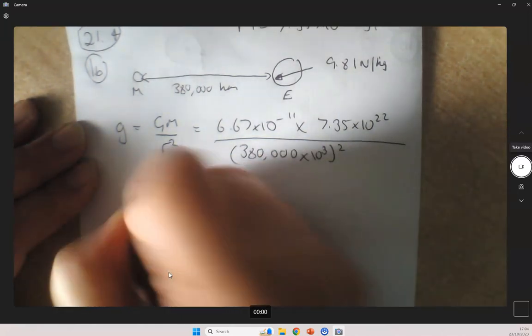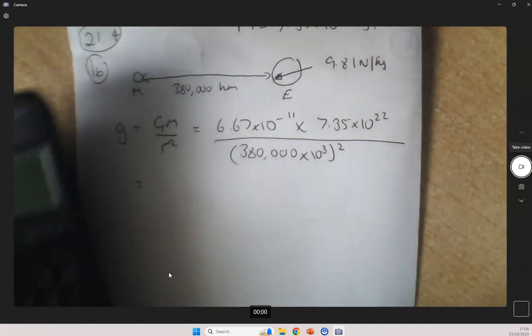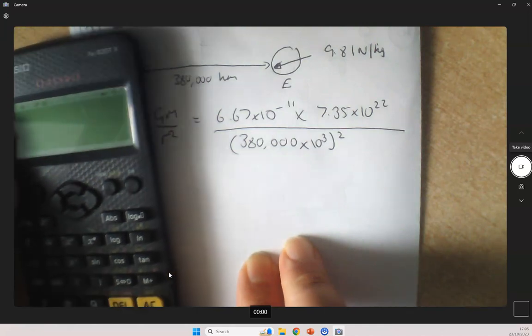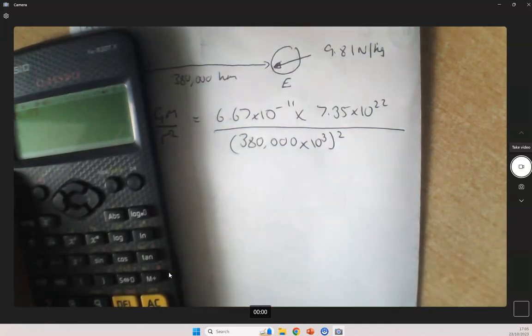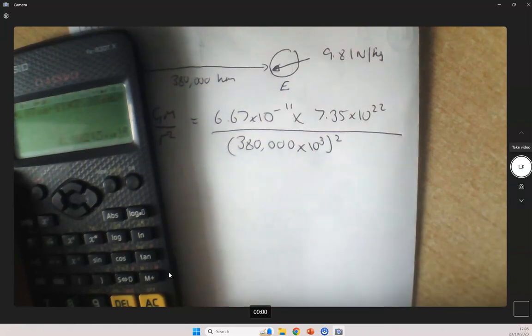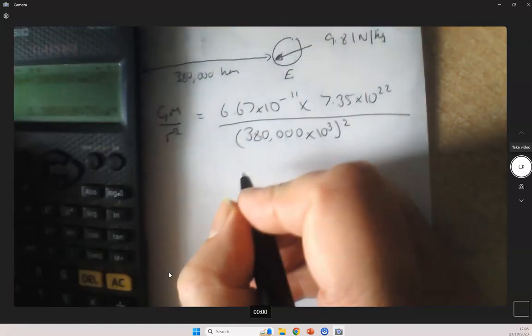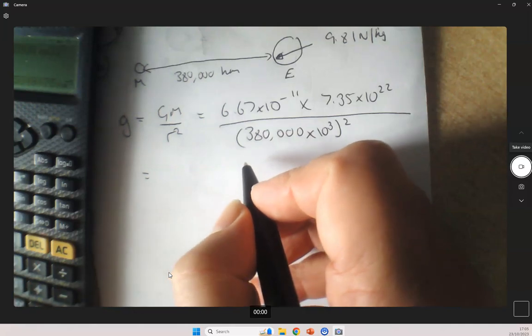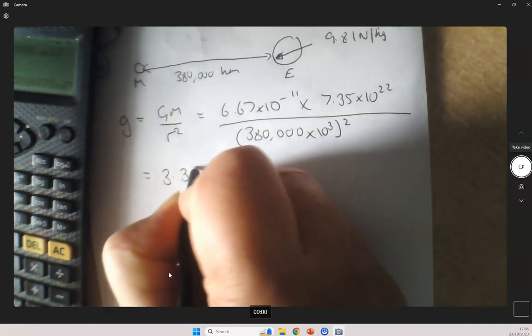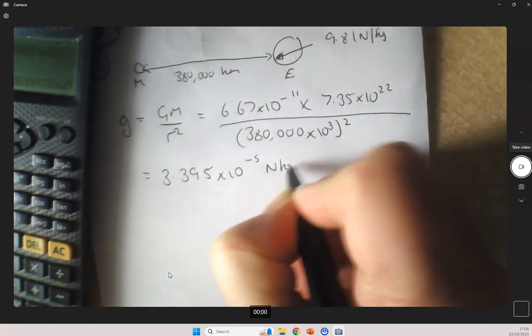So that should tell us the gravitational field on the surface of the Earth from the mass of the Moon. If I plug the numbers in, we've got 6.67 times 10 to the minus 11 multiplied by 7.35 times 10 to the 22, divided by 380,000 times 10 to the 3, squared. That gives me a value of g on the surface of the Earth from the Moon of 3.395 times 10 to the minus 5 newtons per kilogram.